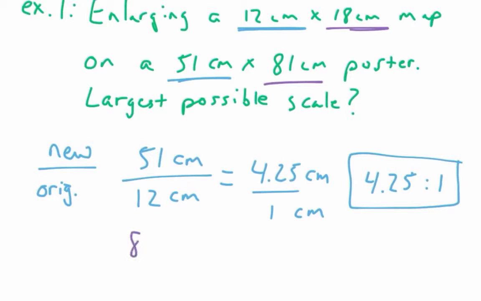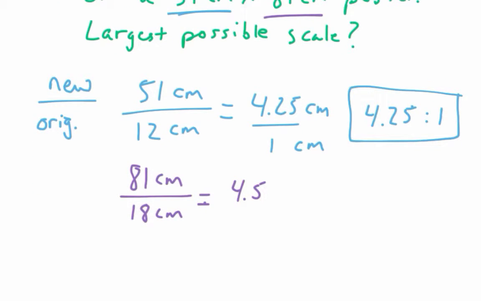Now if I do that same thing but for my purples, my new height for my purple one is going to be 81 centimeters. The original height was 18 centimeters. So now if I were to change that to a unit ratio, I do 81 divided by 18, I get 4.5. And now that's the same then as saying, okay, that's 4.5 over 1 because it's a unit ratio. So vertically, I can make this thing 4.5 times as big.